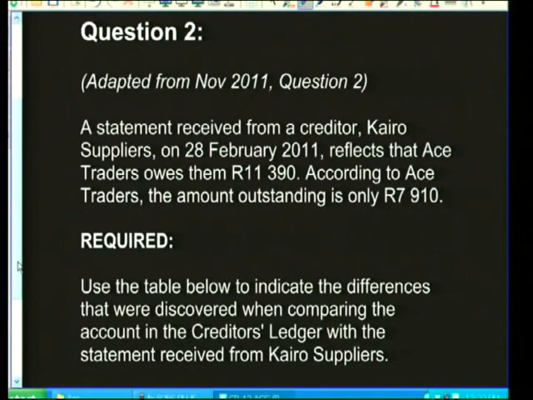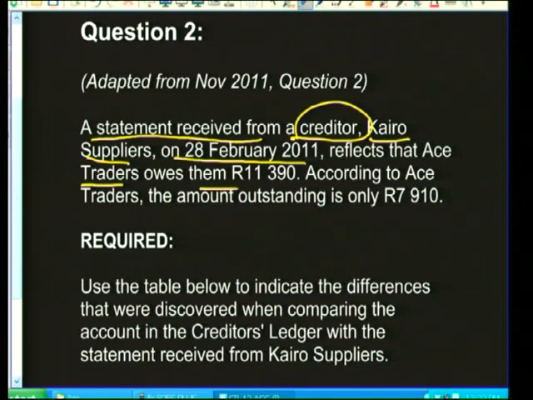Welcome back, grade 12s. Yes, that was the bank reconciliation. You've just come back from your break and we've just balanced the bank reconciliation. A great feeling, isn't it? Brilliant. Okay, now look at this question. It says here, a statement received from a creditor, Cairo Suppliers, on the 28th of February 2011 reflects that Ace Traders, that's us, owes them 11,390. Correct? According to Ace Traders, the amount outstanding is only 7,910.